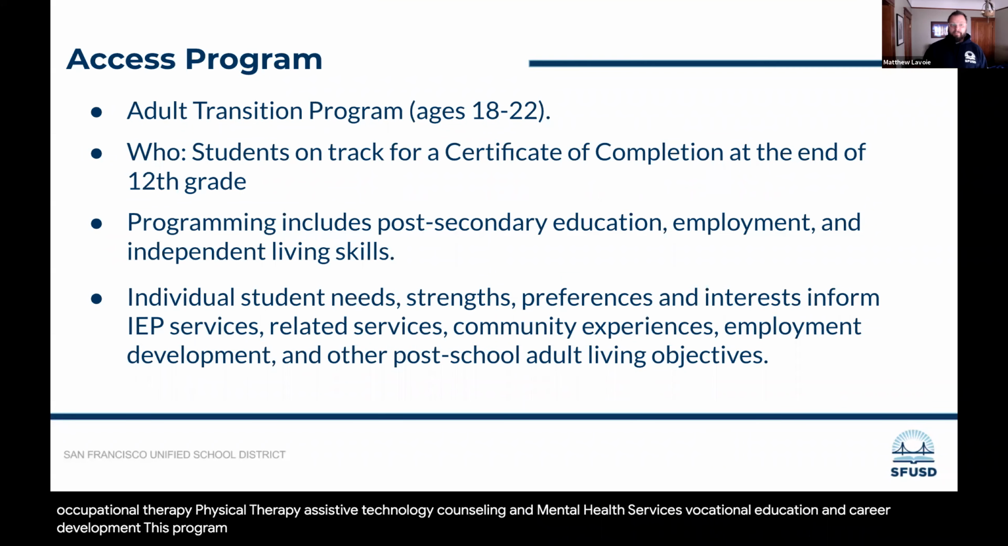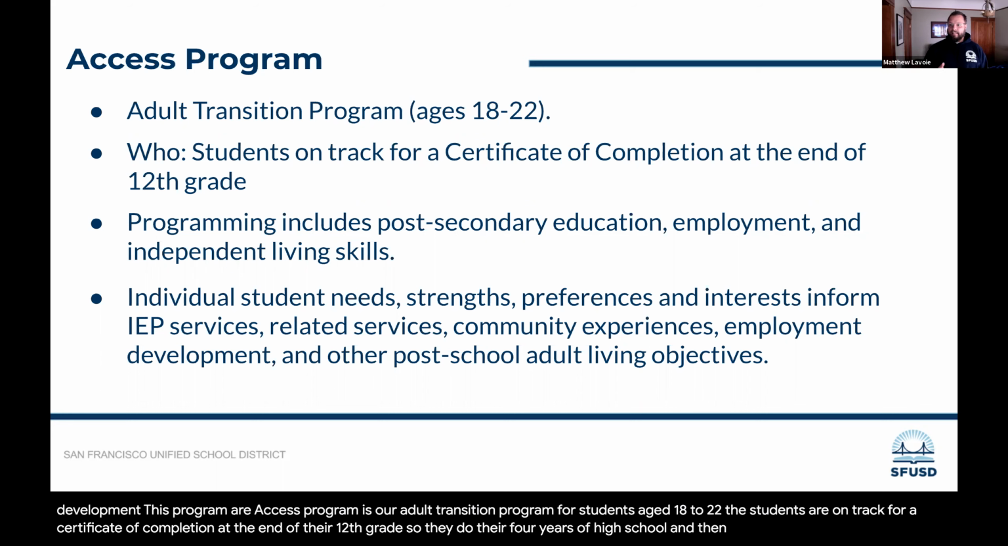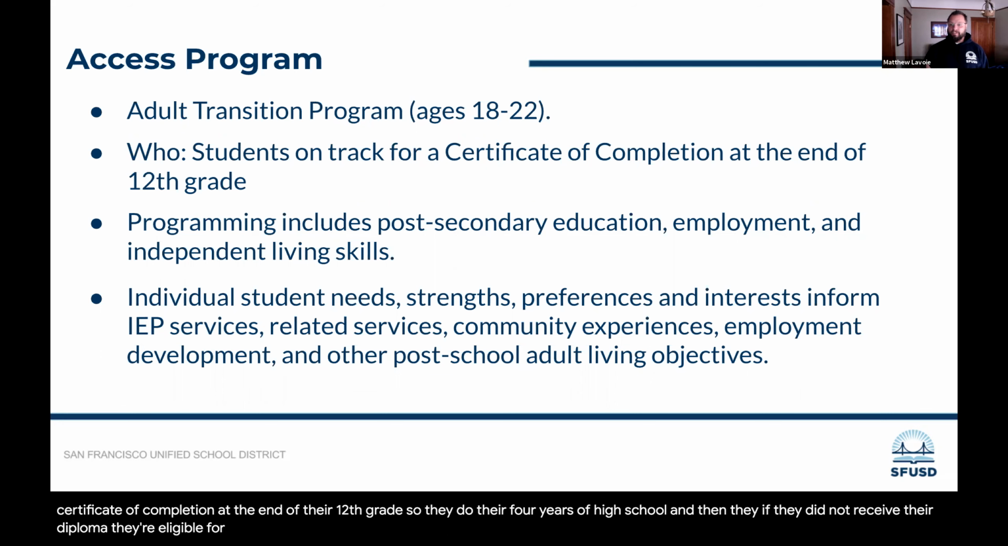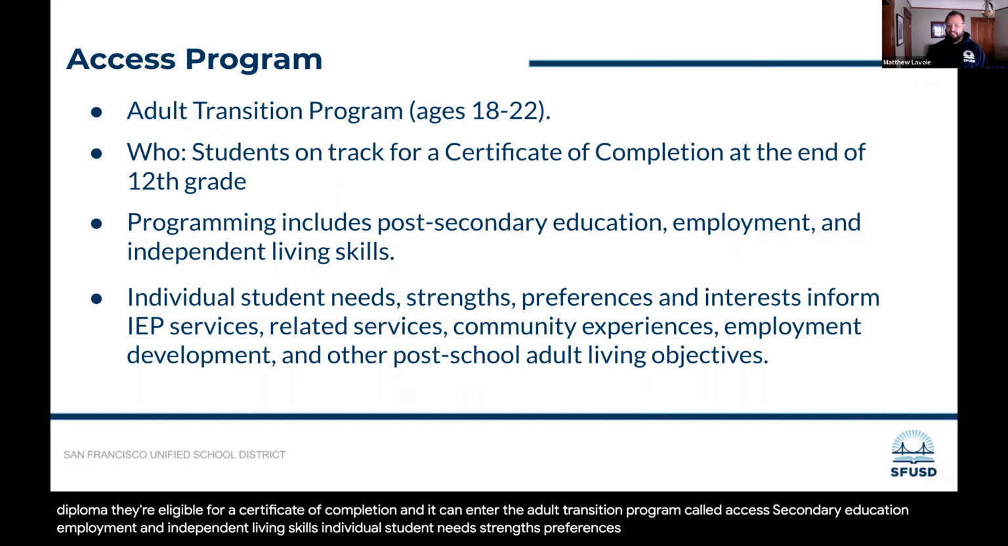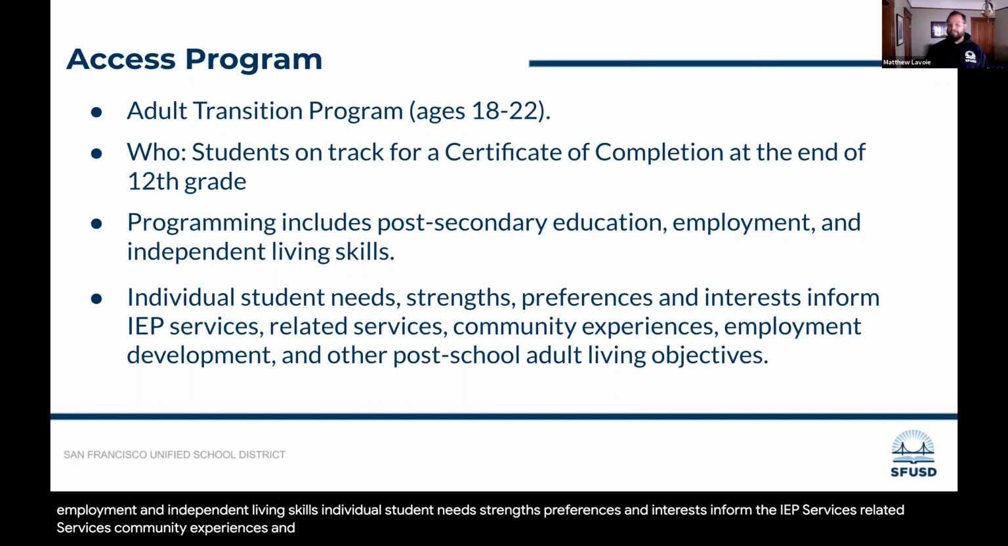Now our Access program. Our Access program is our adult transition program for students aged 18 to 22. The students are on track for a certificate of completion at the end of their 12th grade. So they do their 4 years of high school, and then if they did not receive their diploma, they're eligible for a certificate of completion and can enter the adult transition program called Access. Programming includes post-secondary education, employment, and independent living skills. Individual student needs, strengths, preferences, and interests inform the IEP services, related services, community experiences, employment development, and other post-school adult living objectives.